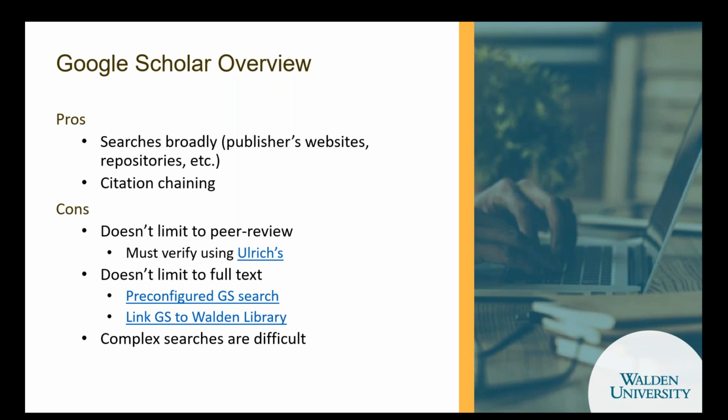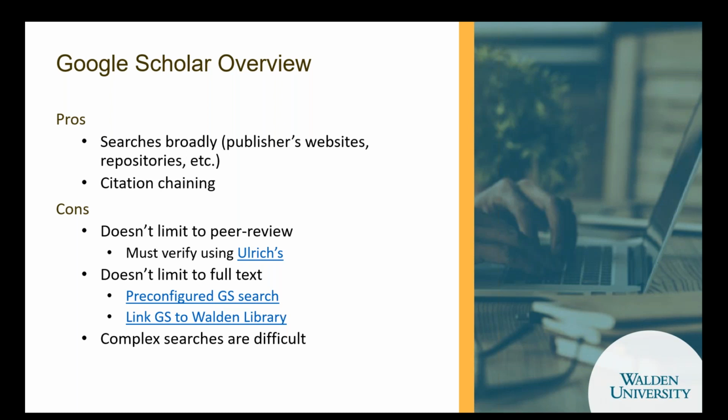So Google Scholar does have pros, right? It does have benefits. It searches very broadly. But I often find it more helpful to use it in very specific situations. For instance, if I'm not finding something in the library database, Google Scholar is a good check to see if there is just not much out there in the literature. It also does something called citation chaining that we are going to talk about on the next slide.